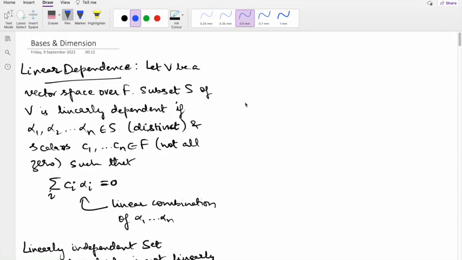So moving on, today's topic is basis and dimension. First, we'll define something called linear dependence, right? So let's say we have a vector space V over the field F, and then we have a subset S. We say that a subset S is linearly dependent if I have some distinct vectors in S, and I have some scalars c1 to cn in F, which are not all zero at once, right? That means there exists at least one ci which is not zero.